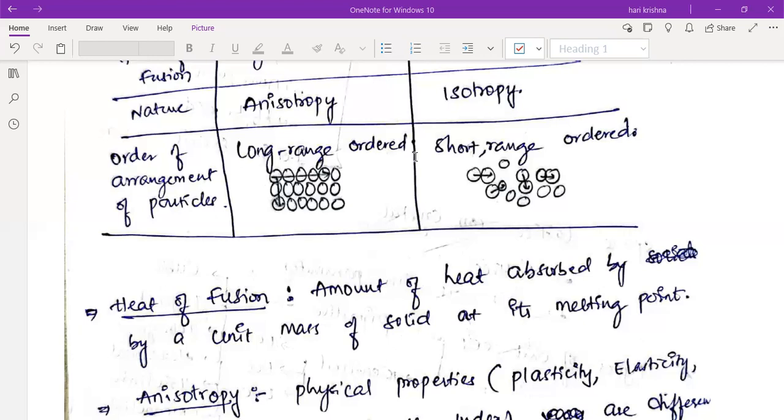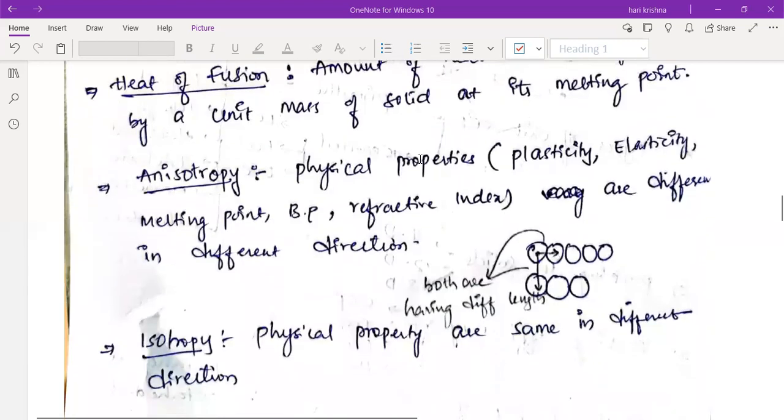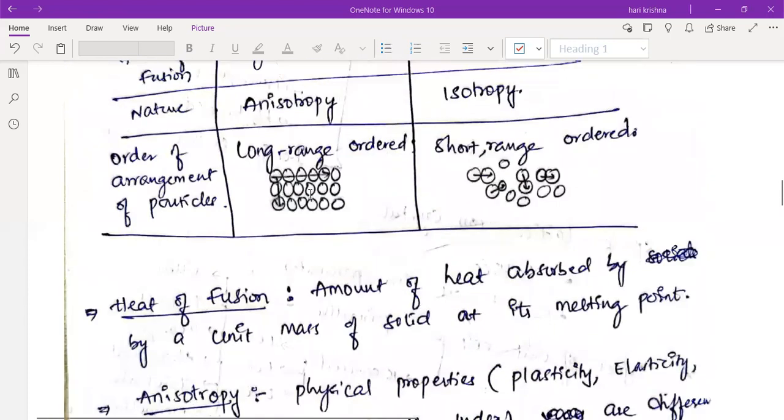What are the physical properties? Plasticity, elasticity, melting point, boiling point, refractive index. If these physical properties are different in the given solid in different directions, then it is anisotropic in nature. Isotropic means iso, same. So all the physical properties will be similar in the different directions inside the solid. That is the meaning of isotropic in nature.